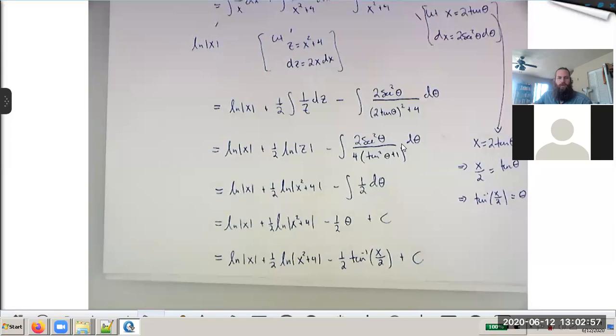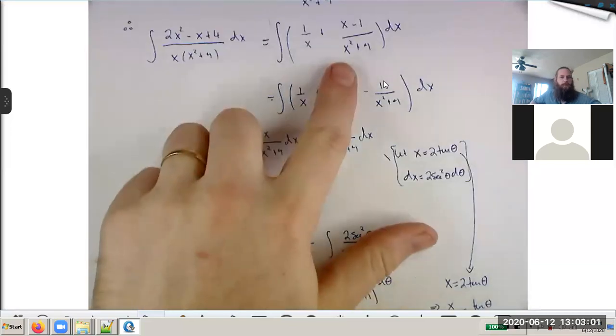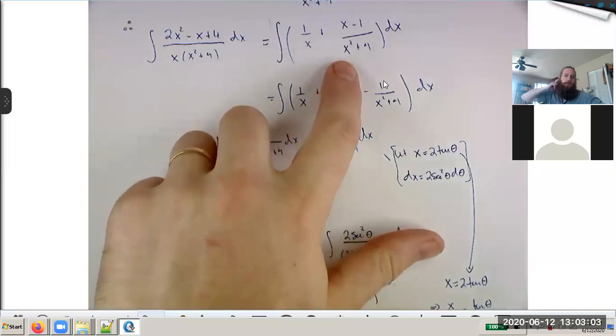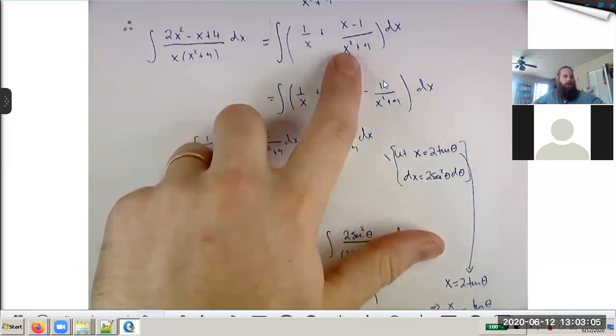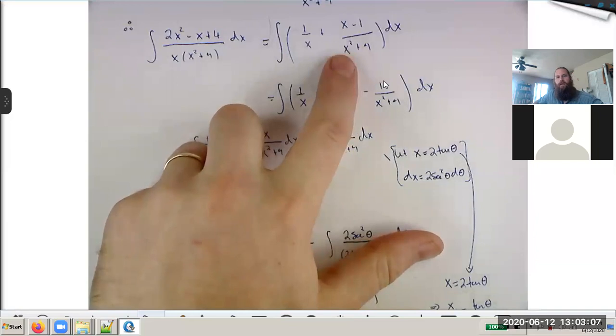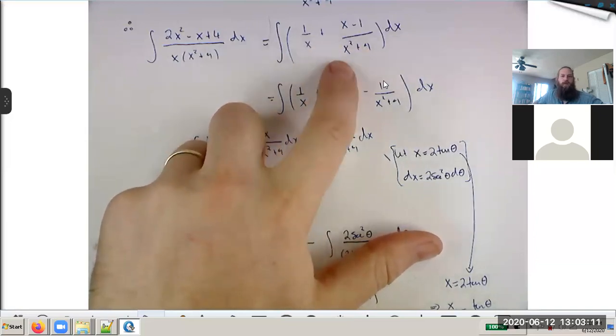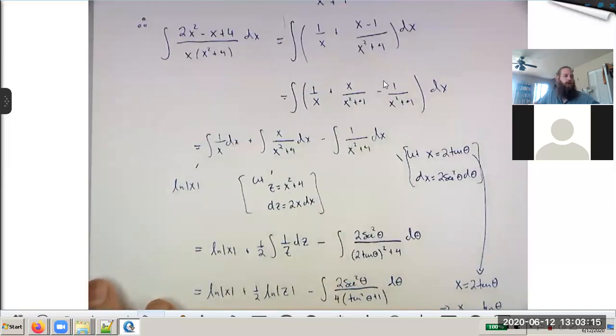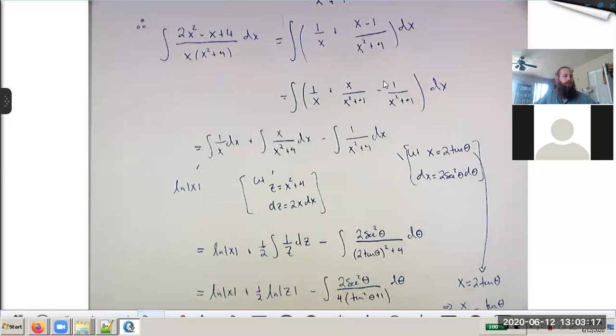Peter asked a good question. Could we have run PFD again on this integral? You could, but it would just give you this thing back. This is as simple as this gets. Because it is a proper rational function, yes, but there's only one factor in the denominator, and it's that irreducible quadratic factor x squared plus 4.